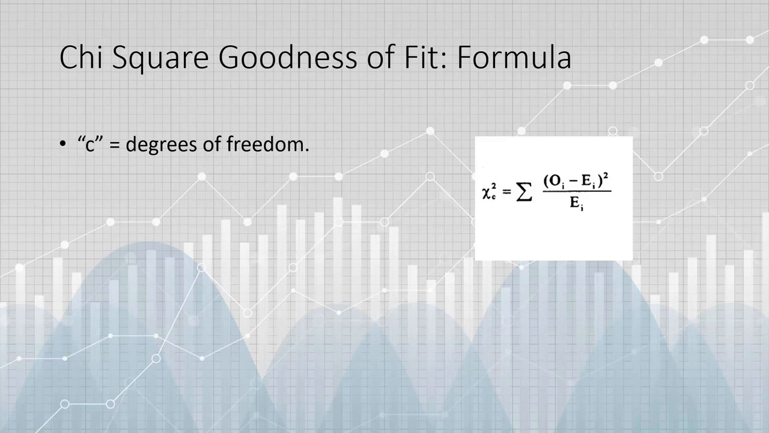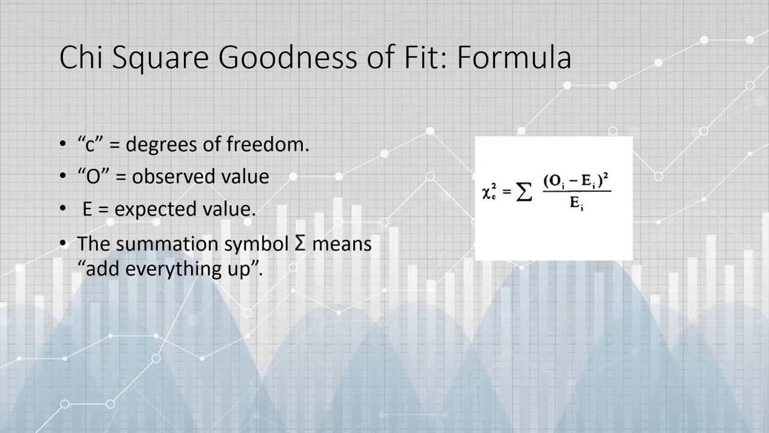The subscript C is the degrees of freedom, O is your observed value, and E is your expected value. The summation symbol means that you'll have to perform a calculation for every single data item in your data set. As you can probably imagine, the calculations can get very lengthy and tedious. If you do need to calculate it by hand, in the next video, I'll walk you through the steps.